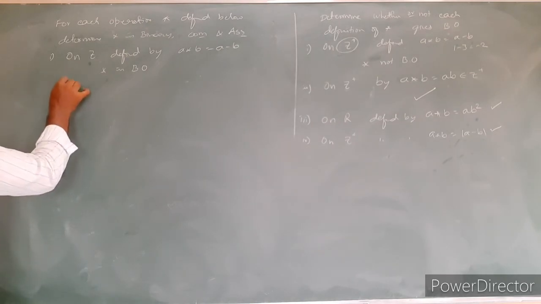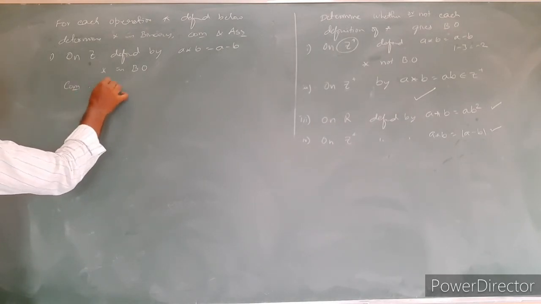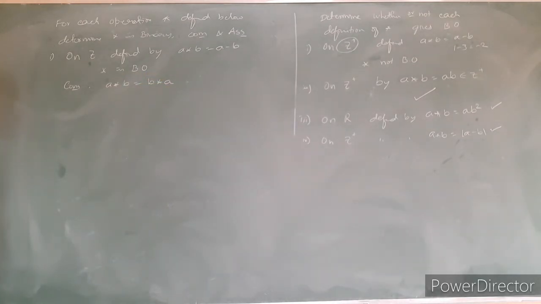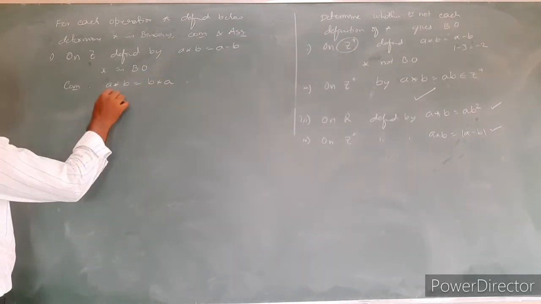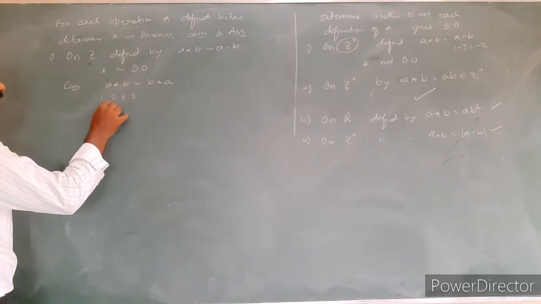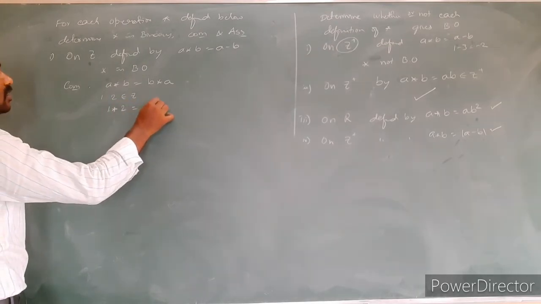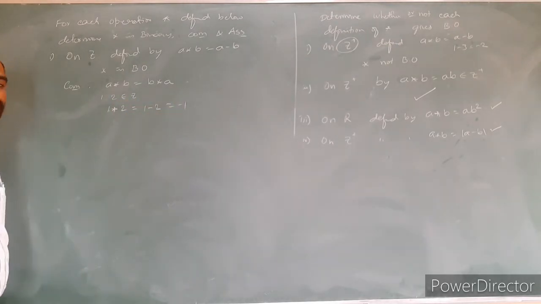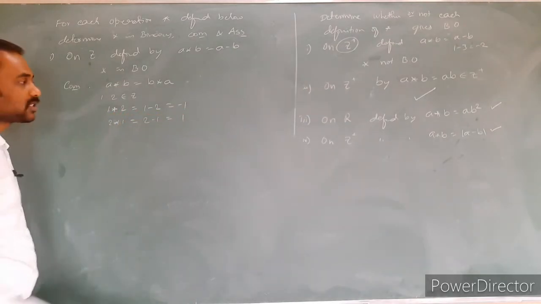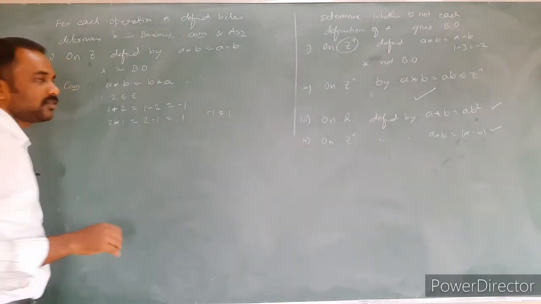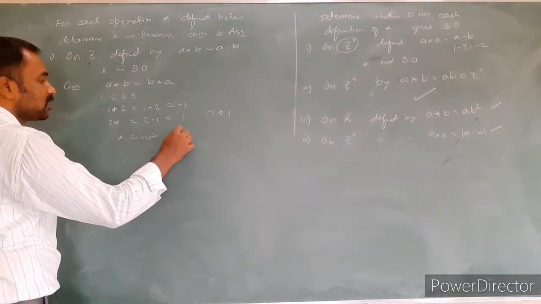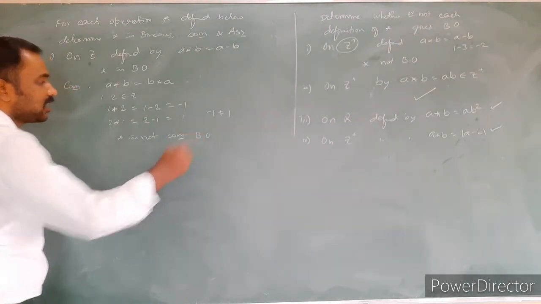Now we have to check whether it is a commutative binary operation. What is the definition of commutative? A star B must be equal to B star A. For example, 1 and 2 are any two integers. A star B is 1 star 2, which is 1 minus 2, equal to minus 1. Similarly, 2 star 1 is 2 minus 1, equal to plus 1. Can I say that minus 1 is equal to plus 1? No. So is star commutative or not? Star is not a commutative binary operation.